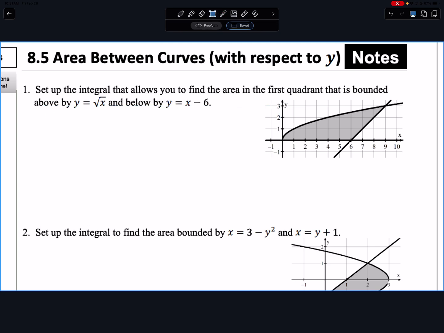Okay, so now you guys can write. Do you agree that if I want to find the area with respect to x, we did top function minus bottom function? So what do you think we're going to do if we do it with respect to y instead? Right function minus left function. So instead of doing our bounds on the x-axis from 0 to 6 and then from 6 to 9, we're going to do our bounds with respect to y. So what's our bounds with respect to y?